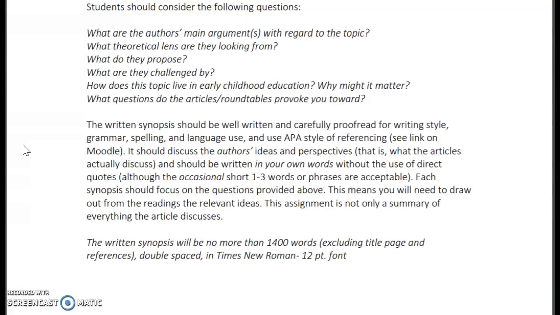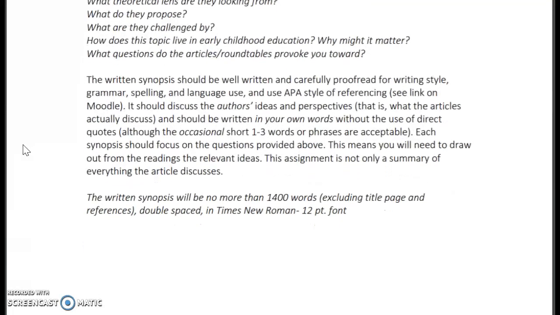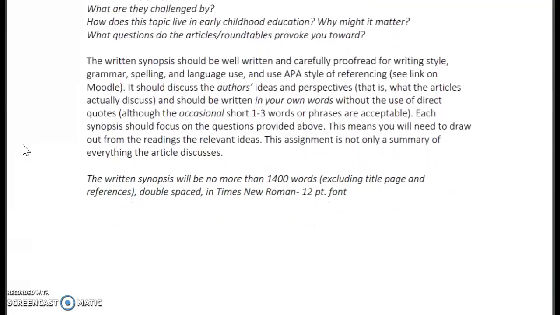So the written synopsis should be a well-written and carefully proofread writing piece with sound grammar, spelling, and language use, and you should use APA referencing as in all other assignments. So it should discuss the author's ideas and perspectives, that is what the articles actually discuss, and it should be written in your own words without the use of big direct quotes, although the occasional short 1 to 3 phrase or series of words is acceptable.